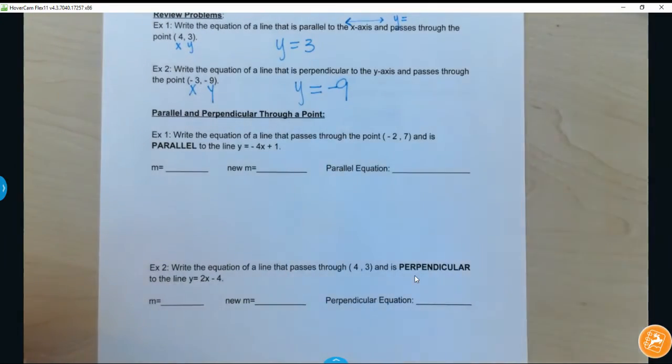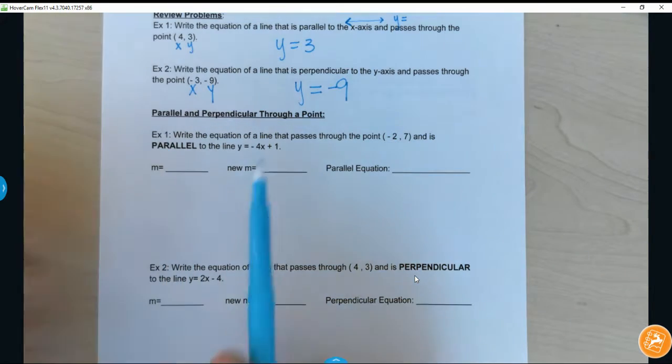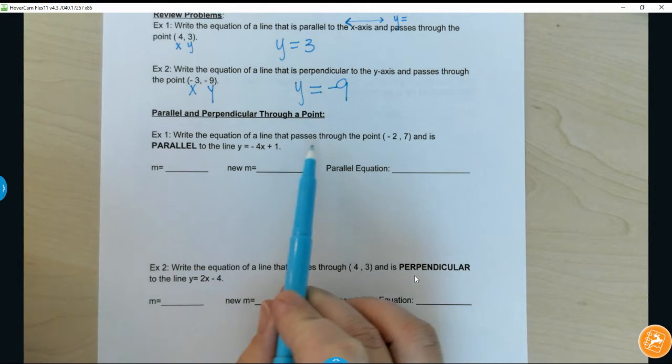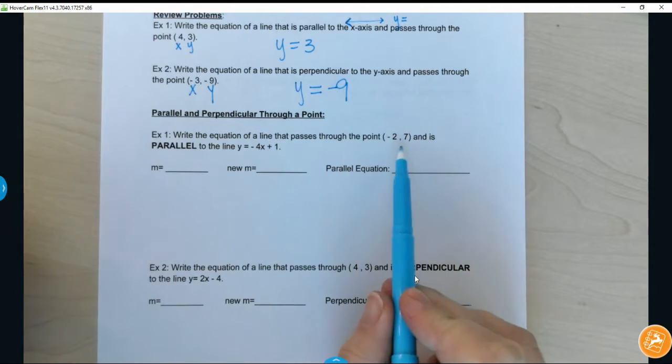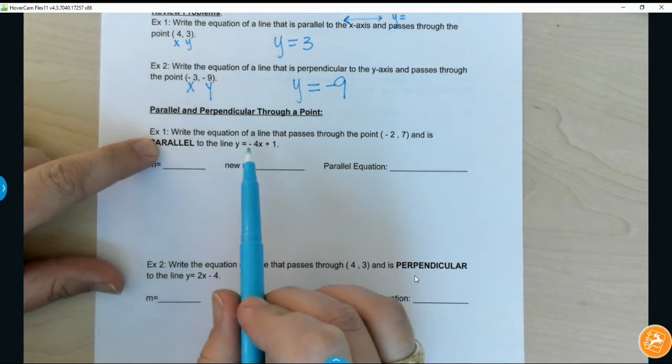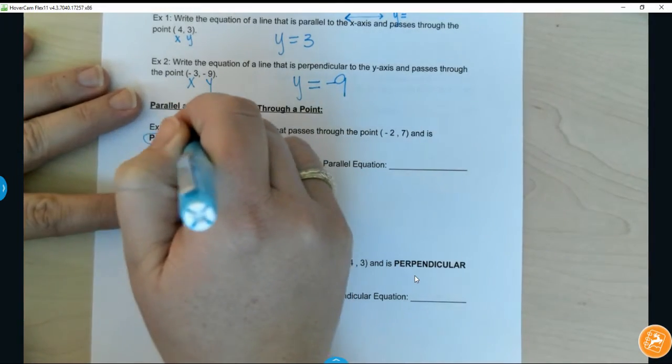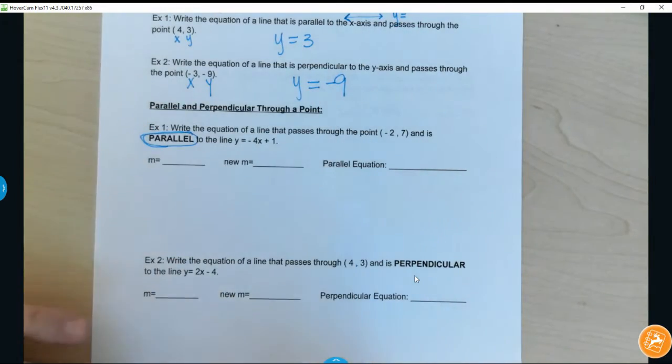So now specifically for this part of the unit, we're not going to be looking at the x and y axis anymore. We're going to be looking at the points. So here we go. Example number 1. Write the equation of a line that passes through the point -2, 7 and is parallel to the line y equals -4x plus 1. So the biggest thing is that we have to remember those rules when it comes to parallel lines and perpendicular lines.